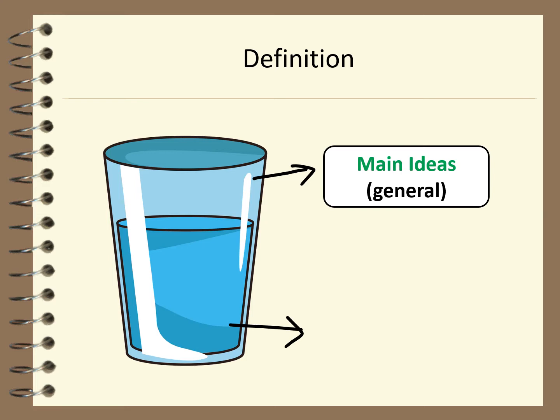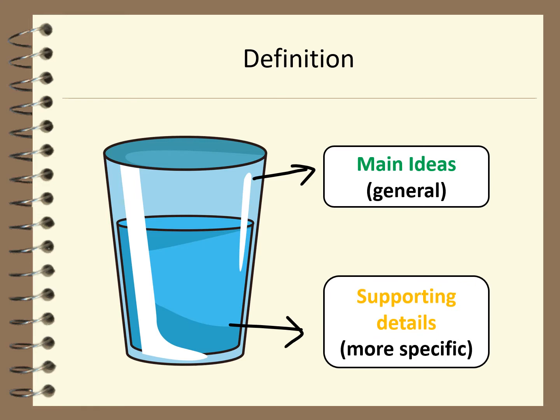Now looking at the bottom part of the glass, it is slightly narrower in diameter in comparison to the top part. So that's why it is regarded as the supporting details. Why? Because remember, supporting details are simply the explanation, the elaboration, the examples, so on and so forth. So the ideas are more specific in comparison to the main ideas.